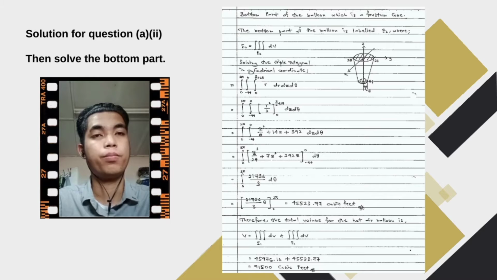And now to complete the answer for the question of the hot air balloon, we need to find the volume of the hot air balloon. So we need to total up the volume from the top part and the bottom part. So the volume for the top part of the balloon is 45976.16 plus the volume of the bottom part of the balloon, which is 45523.77. Then the total volume for the hot air balloon will be 91,500 cubic feet. Okay, that's all from me. I will hand over the presentation to my fellow member, Yuva.